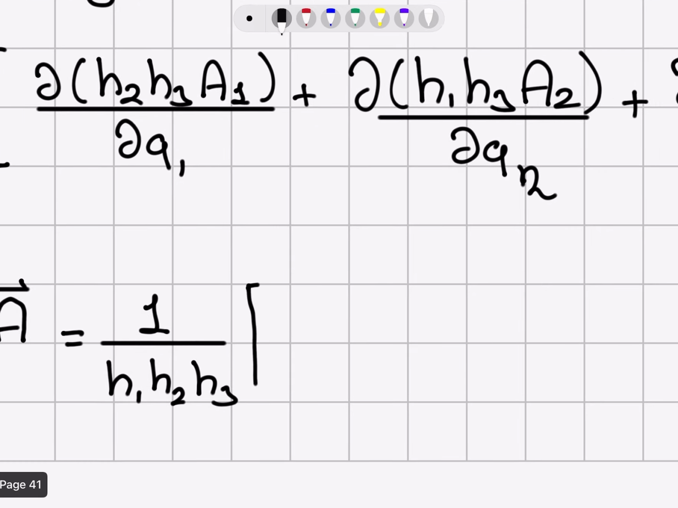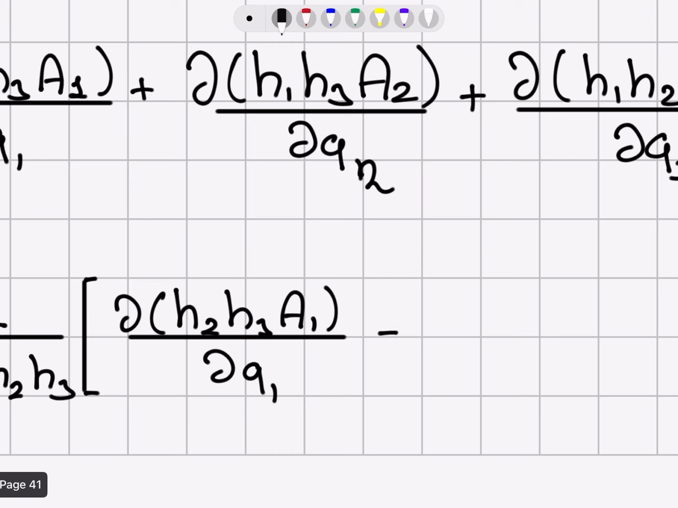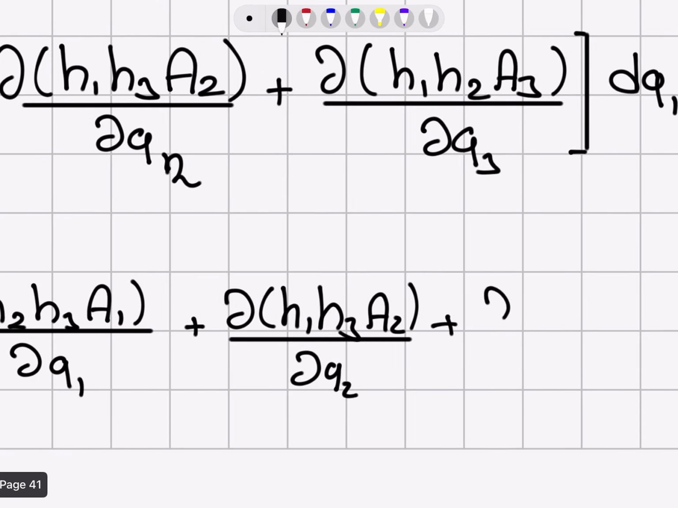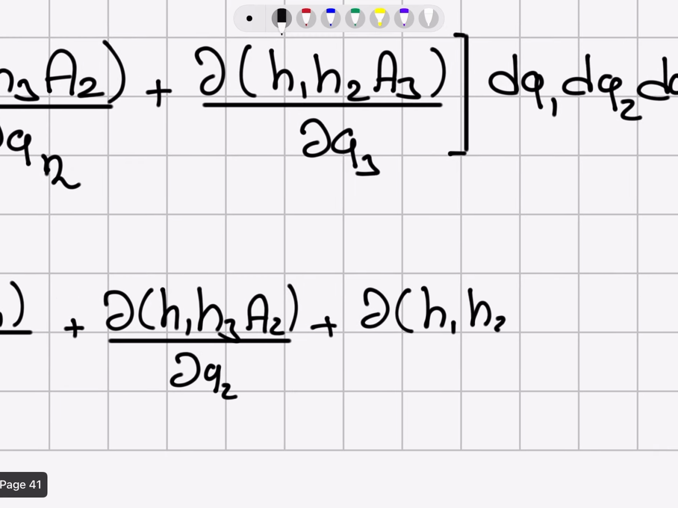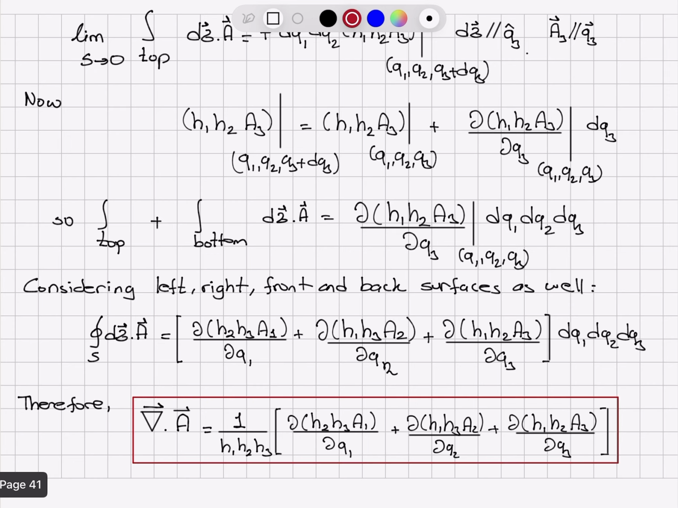Then I will have the partial derivative of h2, h3, a1 with respect to q1, the partial derivative of h1, h3, a2 with respect to q2, and the partial derivative of h1, h2, a3 with respect to q3. And this is going to give me the final result for the divergence of vector A in the curvilinear coordinate system. Okay, so let's take a look at what we did here.